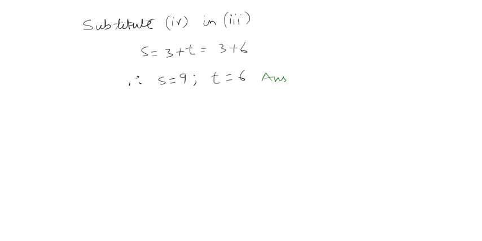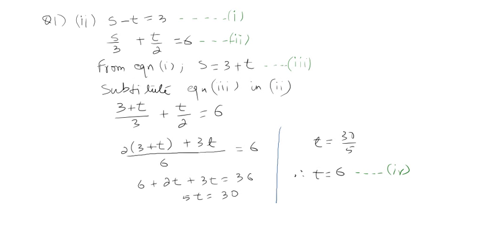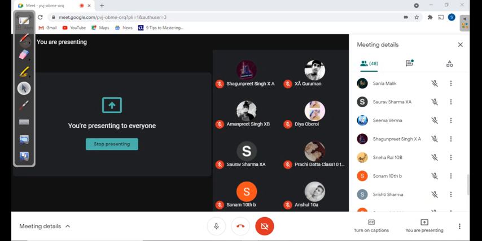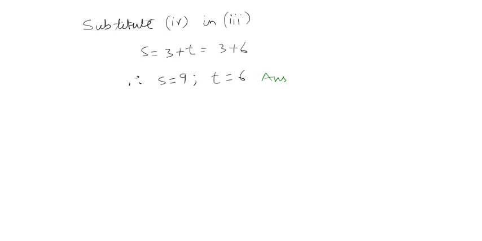Understood? So this is called the substitution method, because actually we are substituting some value in an equation and then we are solving it. Any doubt, anyone? Okay, so now let us see the next question.